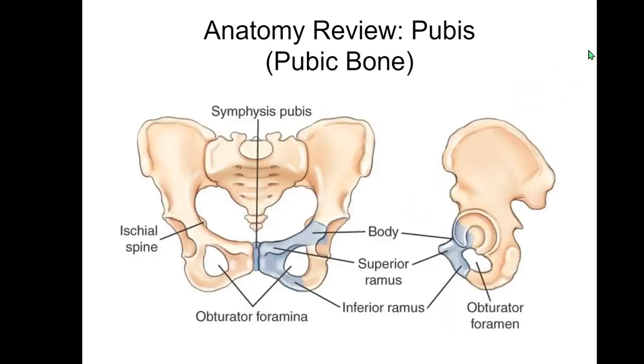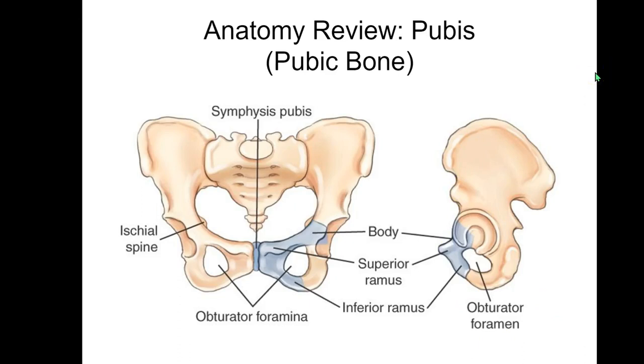Okay, the third division of the hip bone is the pubis or the pubic bone. And on this diagram, it's highlighted in blue. So here is the pelvis from the anterior. We're looking from the front or anteriorly. Here again is that lateral pelvis diagram where we're looking from the side.